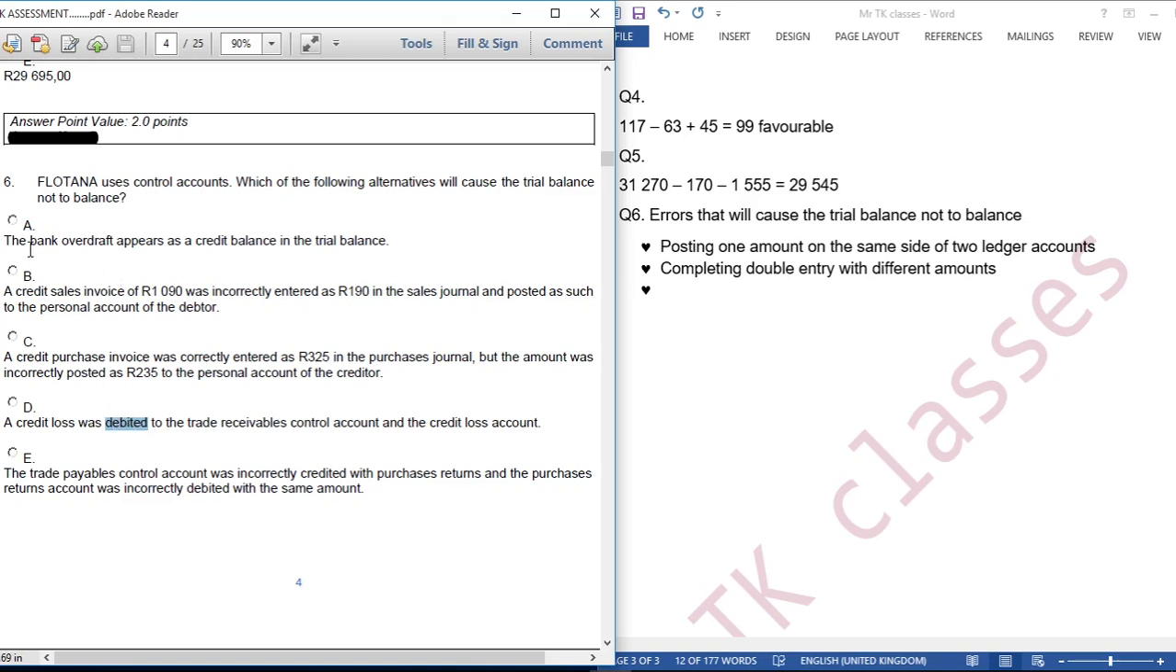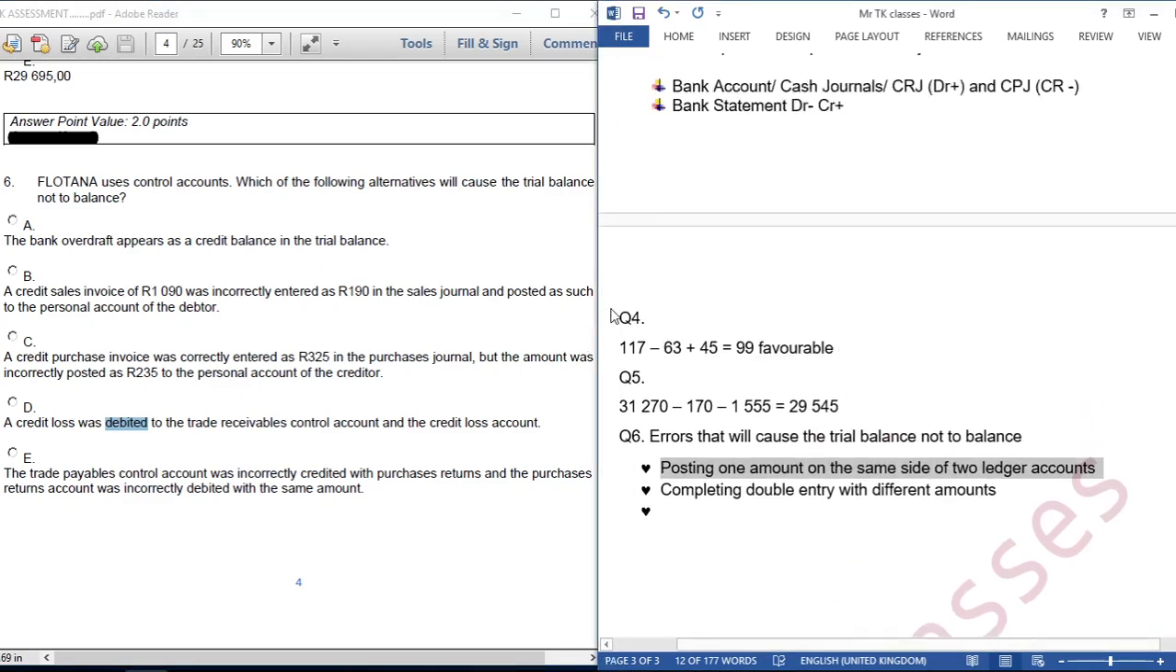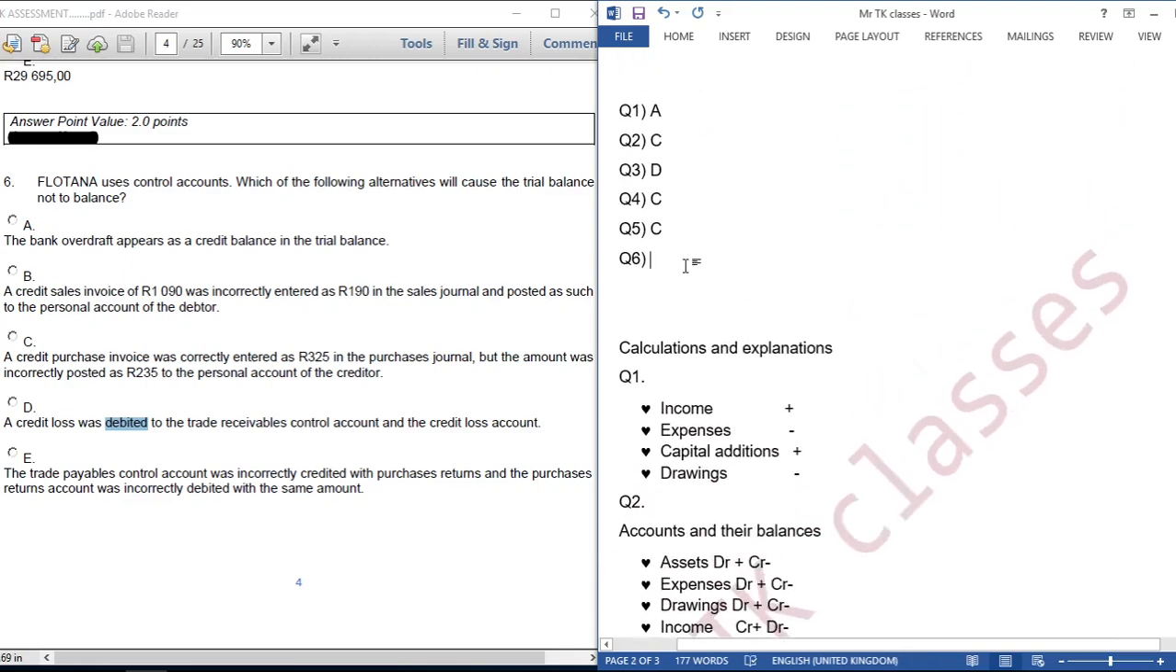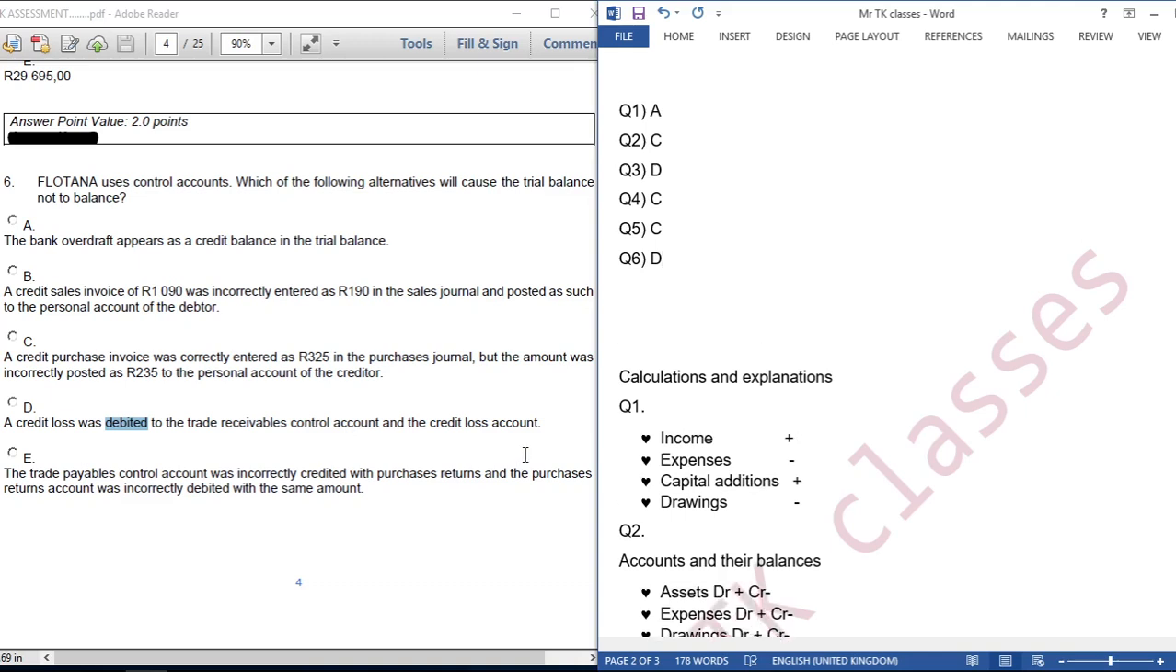Which of the following alternatives will cause the trial balance not to balance? D will cause the trial balance not to balance. So our answer for question 6 is D. Let us just look at E. The trade payables control account was incorrectly credited with the purchases returns, and the purchases returns account was incorrectly debited. So you see, there was a debit entry and a credit entry here. So the trial balance will balance. All right.